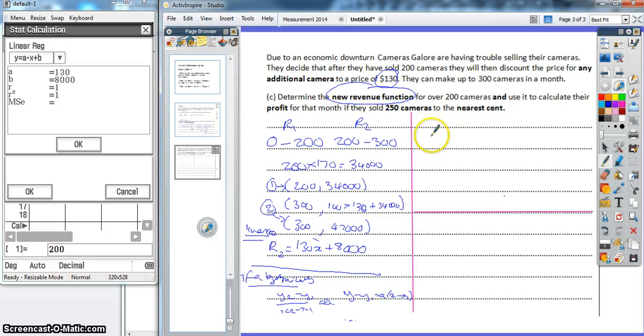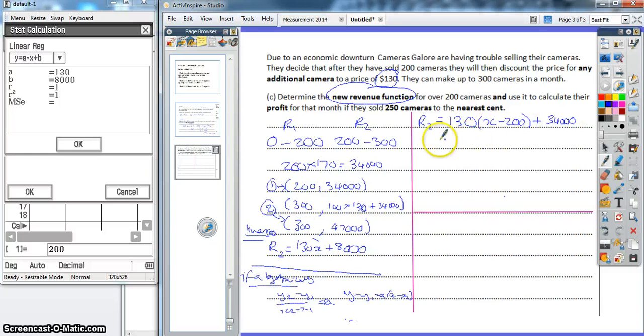Okay, one other way to do it, a bit more straightforward I think in some ways, would be to say, okay, well, my new revenue equation is going to give me $130, I know that here, for every camera that I sell over 200. So not just for every camera, but every camera over 200. So I do it like this. For example, if I sold 275 cameras, I would get 275 minus 200 is 75 at the new rate. So this is the number at the new rate of 130. Not forgetting that I've already made 200 cameras at the old rate. So 200 times 170, as we know, is 34,000. There we go.